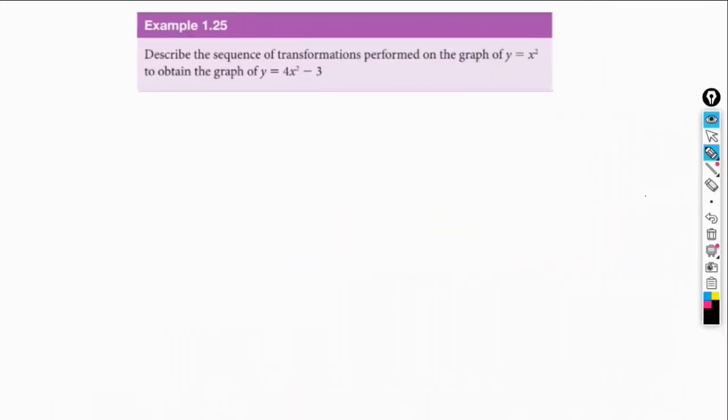So now we're going to take a look at example 1.25, which will be the last one on this video. And it says, describe the sequence of transformations performed on the graph of y equals x squared to obtain the graph of y equals 4x squared minus 3. So think about this, and we'll see if you get the right answer in the next slide.